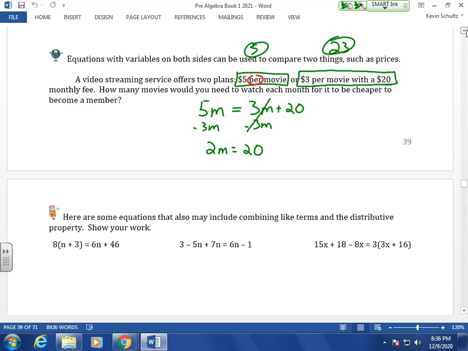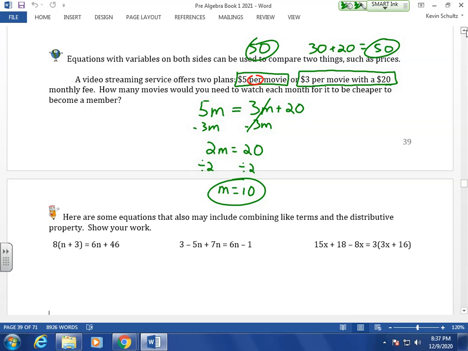2M equals 20. Divide both sides by 2 to get M by itself, and M equals 10. What that means is that if you watch 10 movies per month, you'll come out exactly even. If you watch 10 movies per month, $5 times 10 movies, you've spent $50. With the other company, $3 per movie, or 3 times 10, plus that pesky monthly fee, 30 plus 20 equals 50. So at 10 movies, it doesn't matter whether you become a member or not, you will break even.